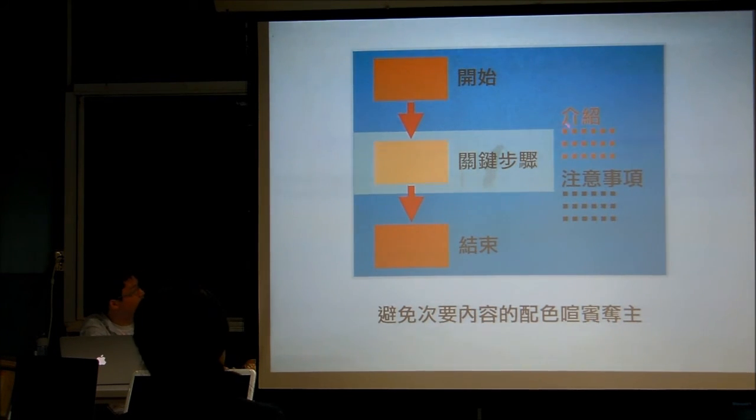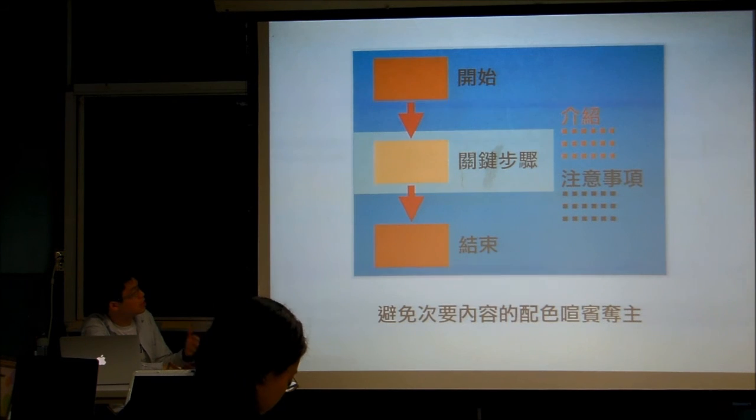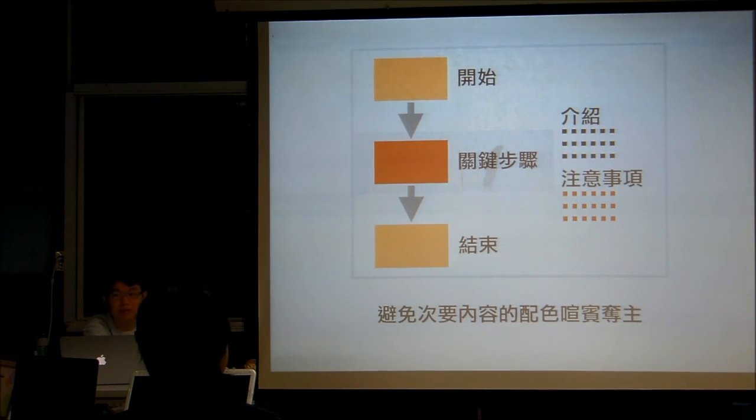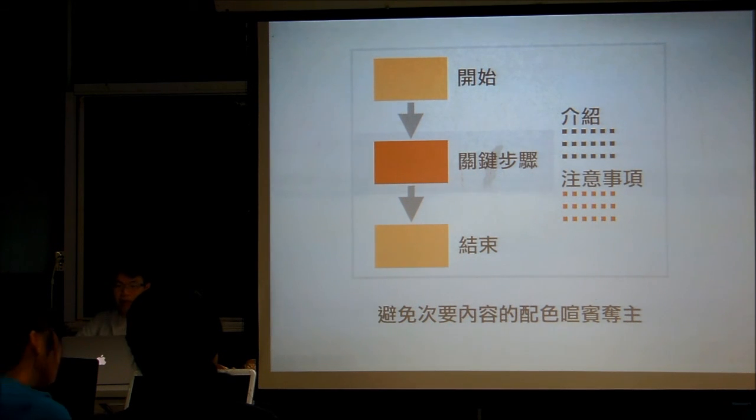So the key step instead has not that strong color. So what you can do is change the color to something like this. Make the important things a stronger color, then all the things you did here will get much better.